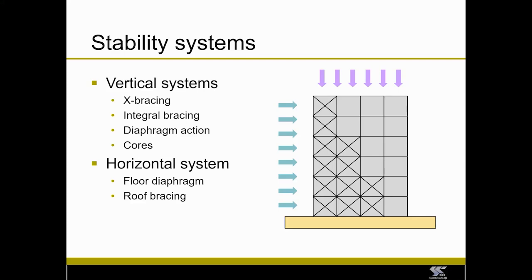We also need to think a little bit about horizontal systems. So the vertical bracing systems are going to be positioned at specific points. We'll see that they are quite widely distributed, but they're still at specific points. So we need to make sure that we've got a good floor diaphragm and roof bracing to ensure that loads can be transferred from the point of application to the point of resistance in terms of these vertical bracing systems.